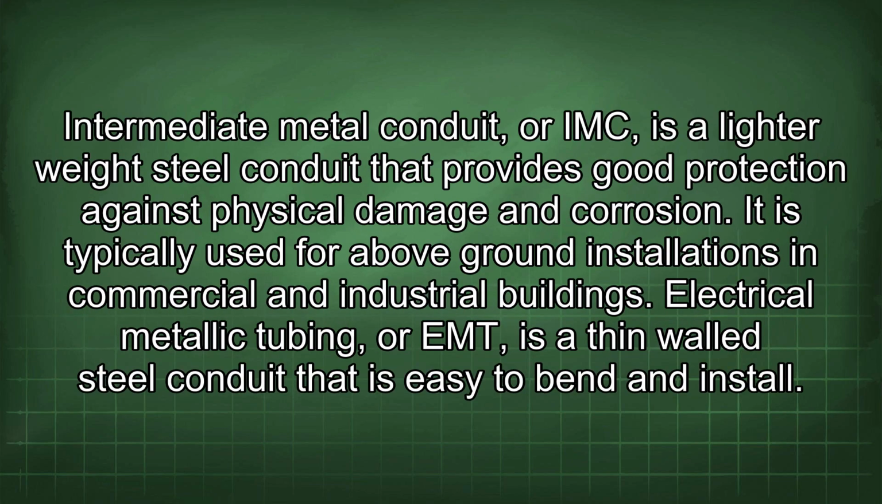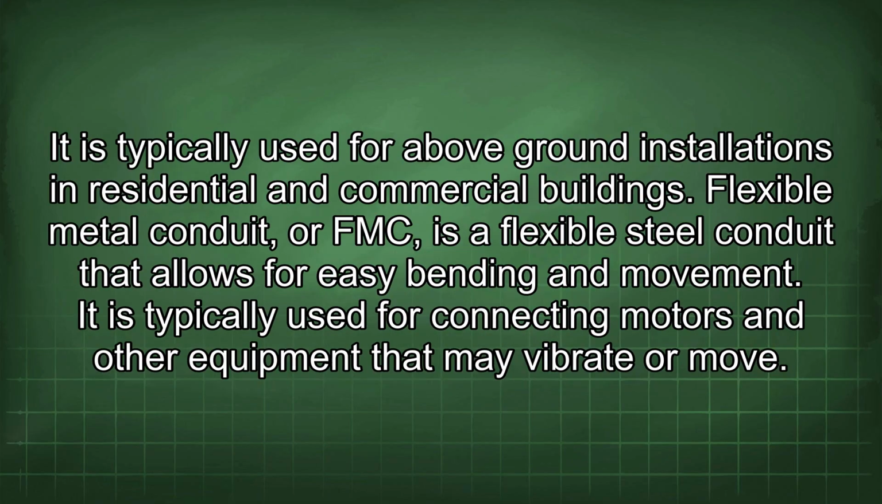Intermediate metal conduit, or IMC, is a lighter weight steel conduit that provides good protection against physical damage and corrosion. It is typically used for above-ground installations in commercial and industrial buildings. Electrical metallic tubing, or EMT, is a thin-walled steel conduit that is easy to bend and install. It is typically used for above-ground installations in residential and commercial buildings.